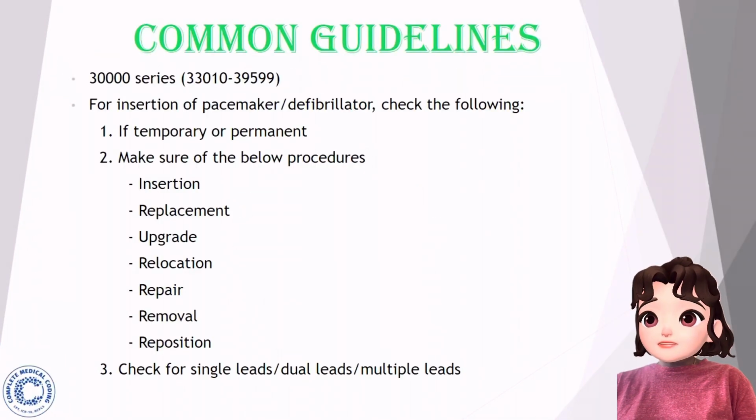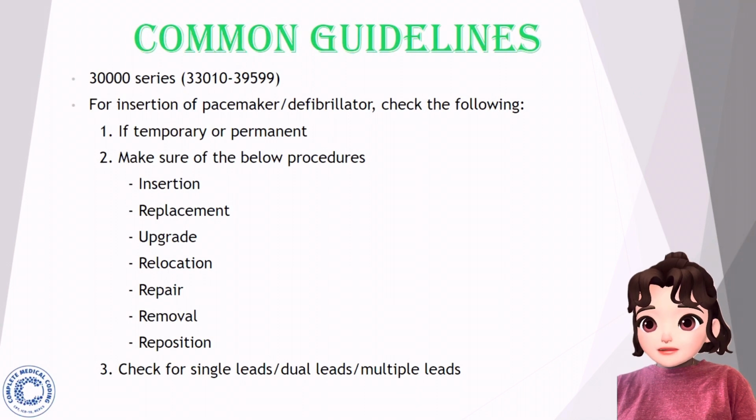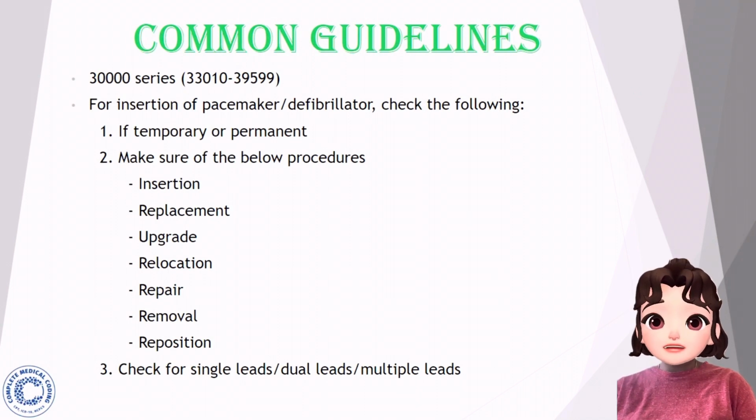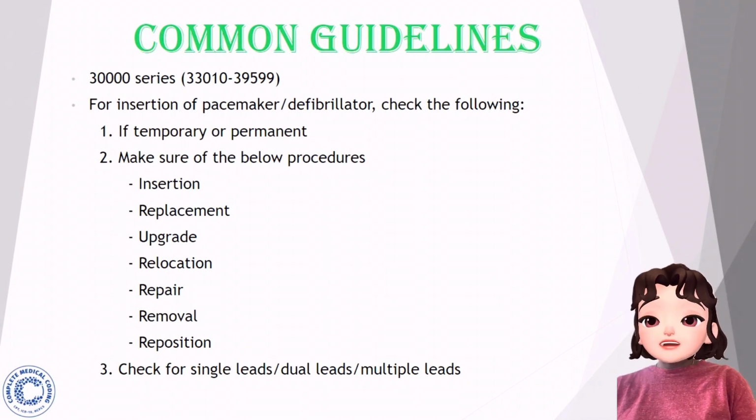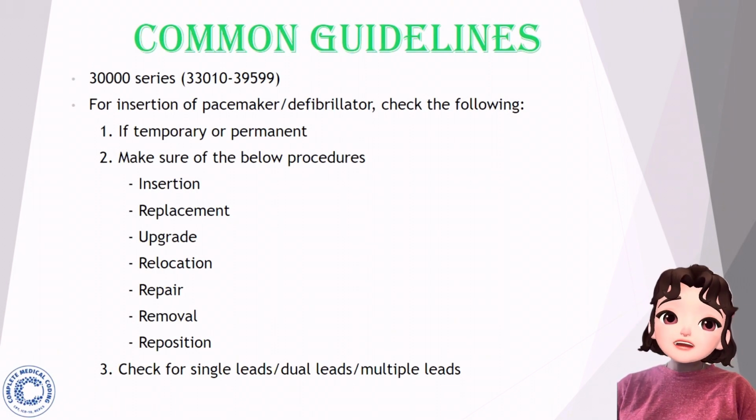So let's move on to the common guidelines in the cardiovascular system. These are the 30,000 series and it ranges from 33010 to 39599.